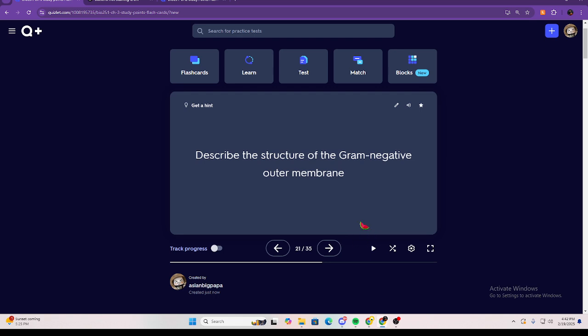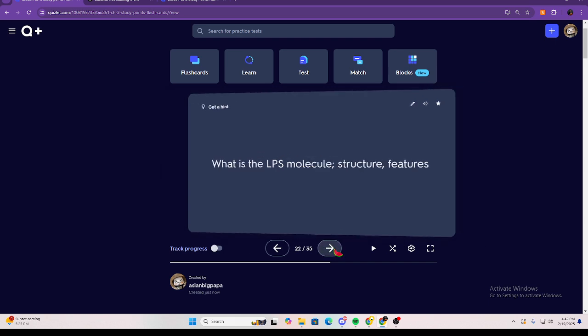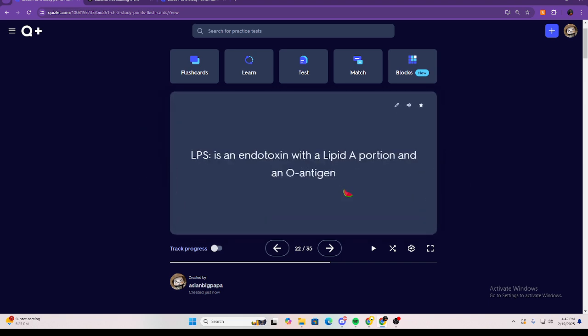Describe the structure of the gram-negative outer membrane. So, like I said, it has lipopolysaccharide, which has a lipid A and O antigen. LPS, basically, lipopolysaccharide, has a lipid A portion that acts as an endotoxin and causes vomiting, throwing up, all the symptoms, and an O antigen.